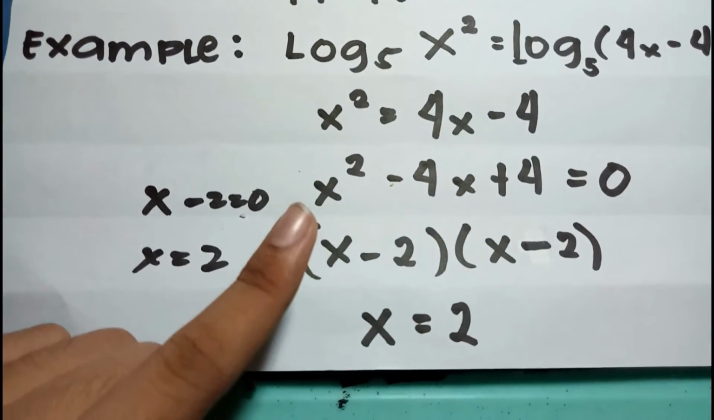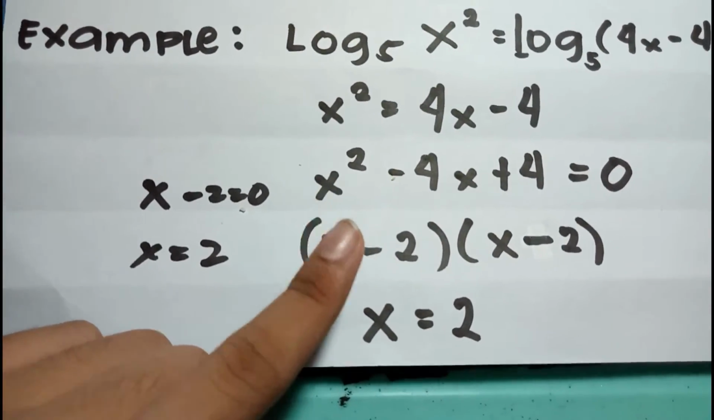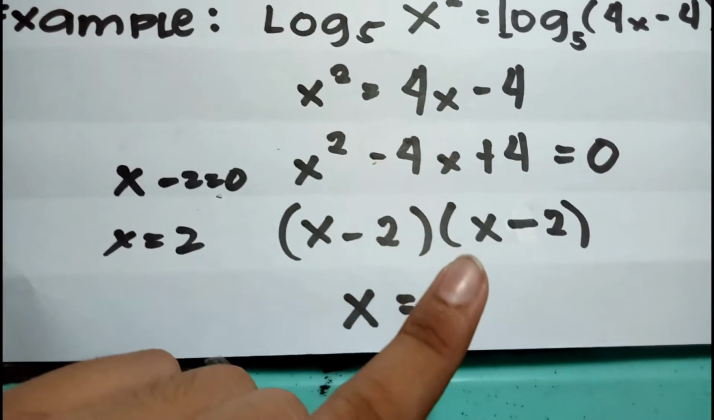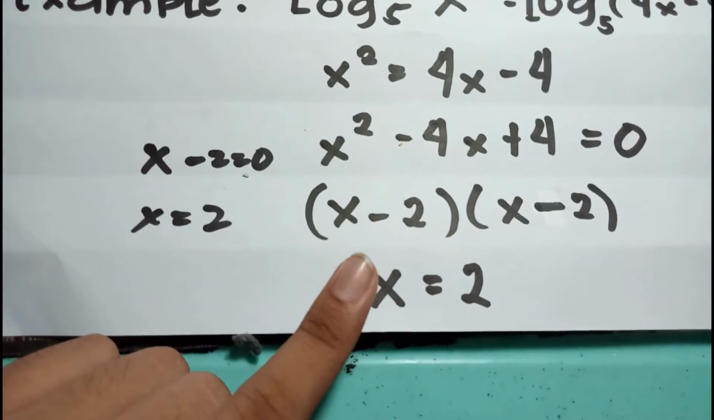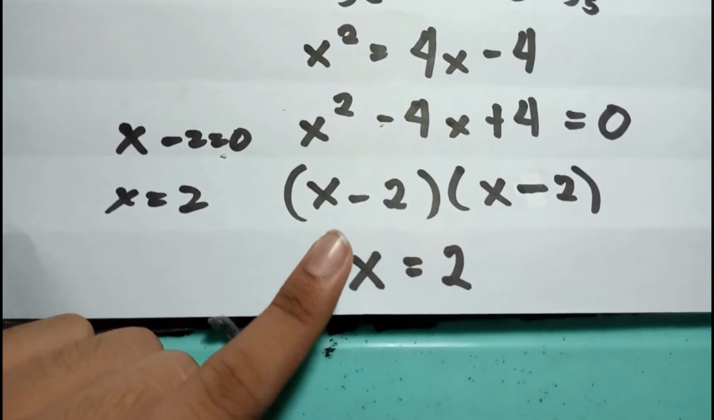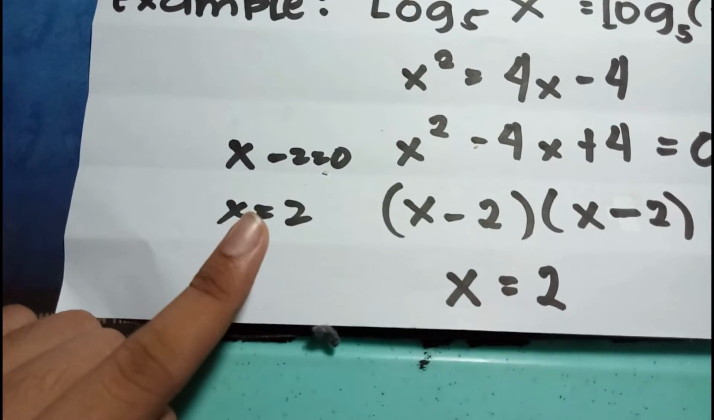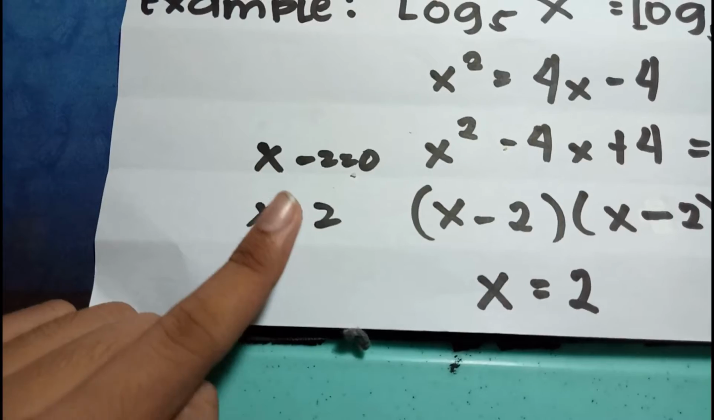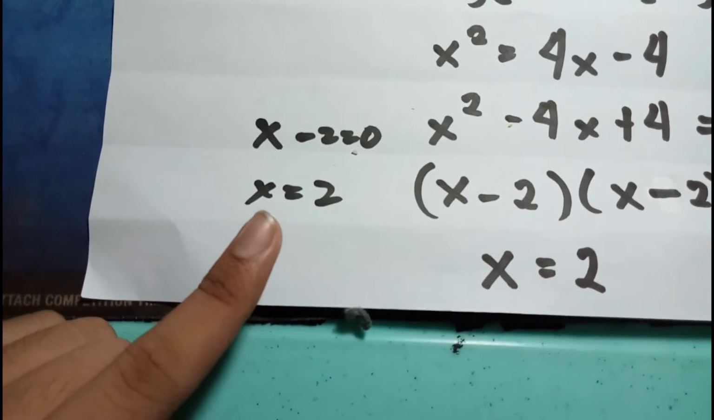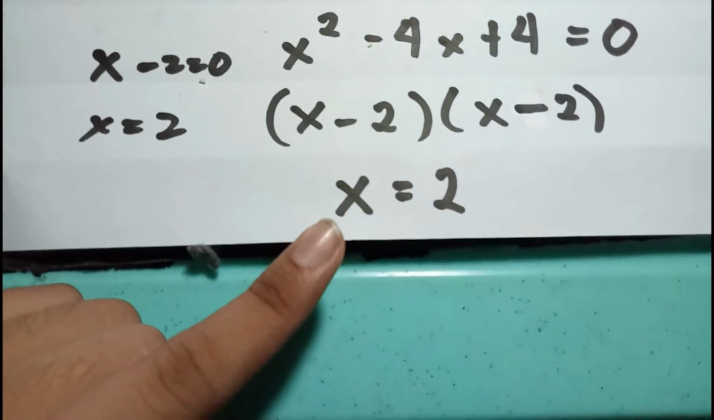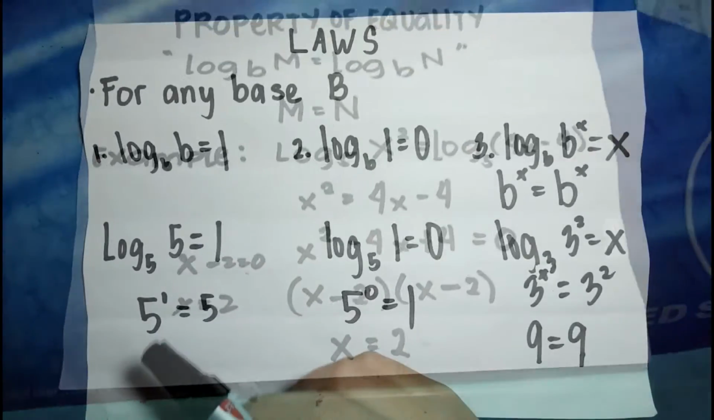And we have a quadratic equation. x squared minus 4x plus 4 is equal to 0. And we can factor it to x minus 2 and x minus 2. And we can transpose the minus 2 to the opposite side to get the value of x. And the value of x is equal to 2.